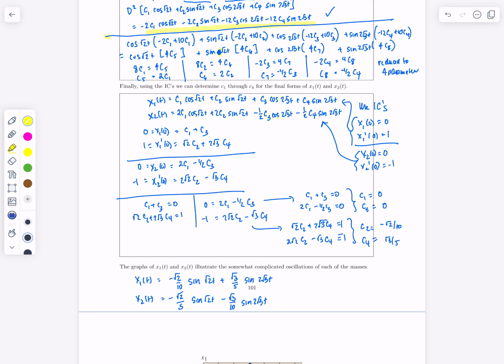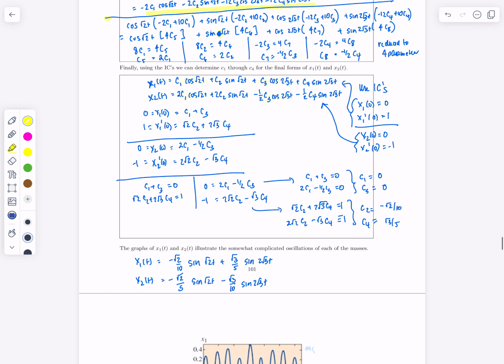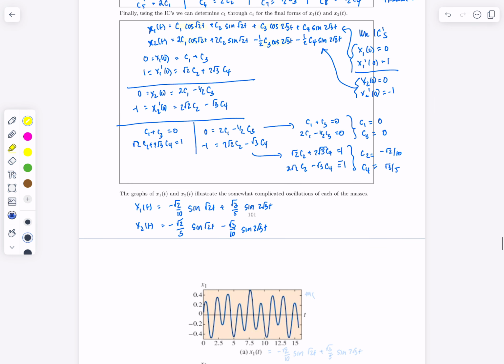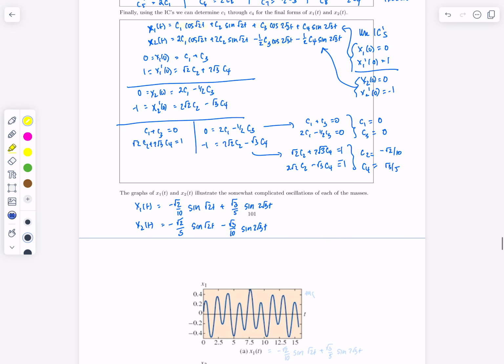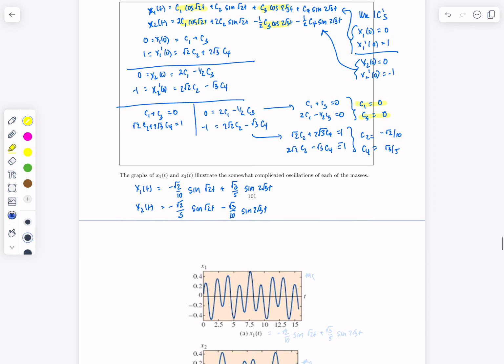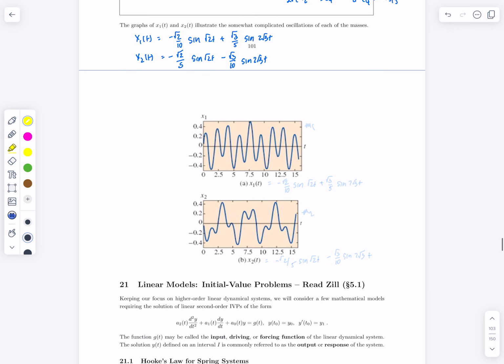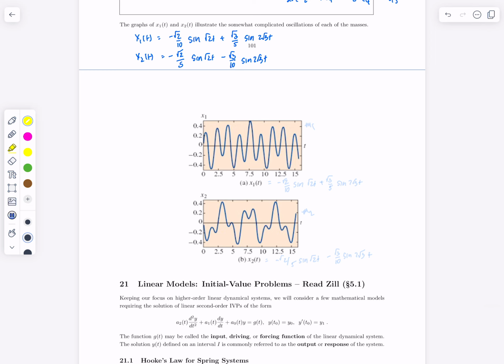Again, C1 and C3 are both 0. So if you go back to our description of the solutions, x1 and x2, what we notice is that these terms don't exist because C1 is 0 and C3 is 0. So we only have those sine terms. There's no cosine terms at all. So what I have here is a graph. It's very interesting enough to look at what the displacements do.